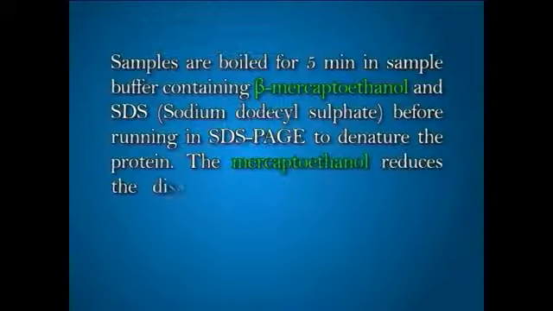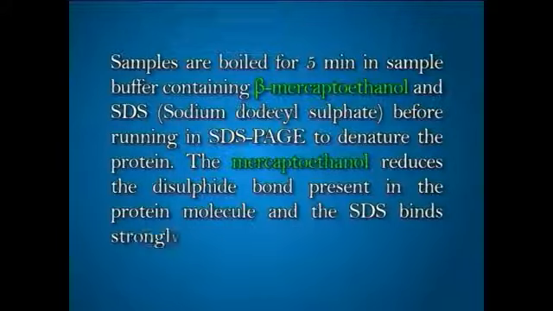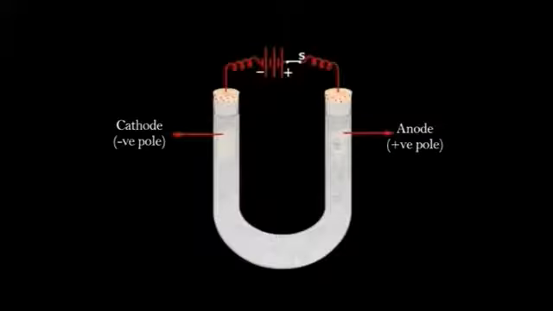The mercaptoethanol reduces the disulfide bonds present in the protein molecule, and the SDS binds strongly to and denatures the protein. As SDS is an anionic detergent, it gives the protein molecule an overall negative charge and helps in its migration from the cathode to the anode during electrophoresis. The original native charge on the molecule is therefore completely replaced by the negatively charged SDS molecules.